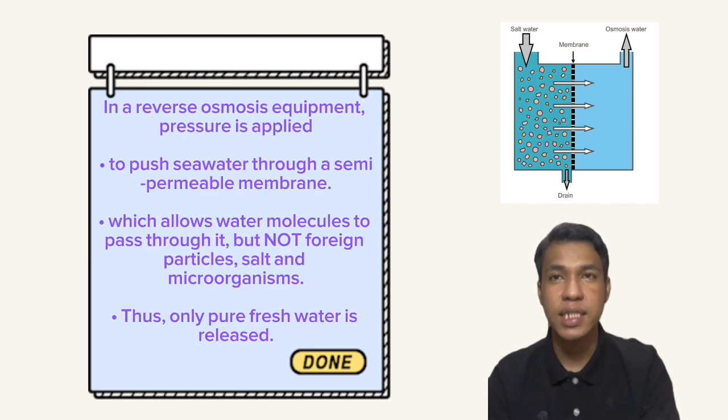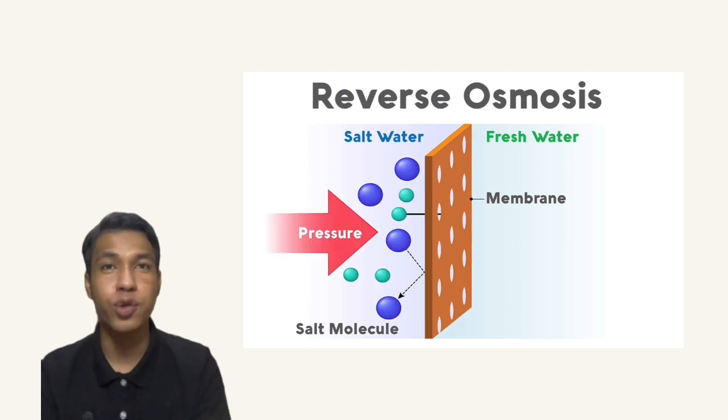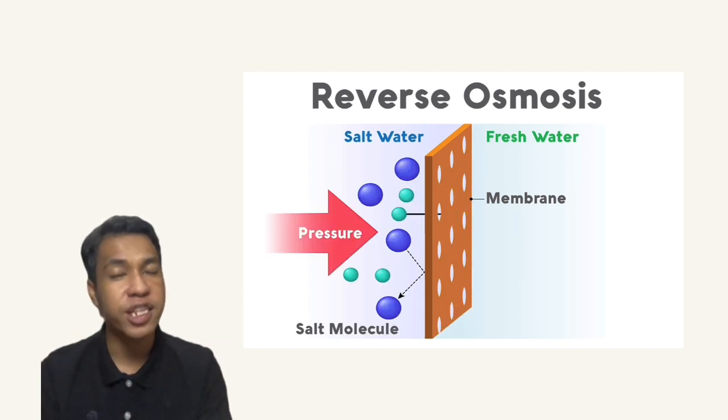In reverse osmosis equipment, pressure is applied to push seawater through a semi-permeable membrane which only allows water molecules to pass through it but not foreign particles, salt, and microorganisms. Thus, only pure fresh water is released on the other side. So, this is the reverse osmosis membrane and it has very tiny pores that only water molecules can pass through, and it removes molecules heavier than water such as sodium, lead, and dissolved minerals by filtering them.